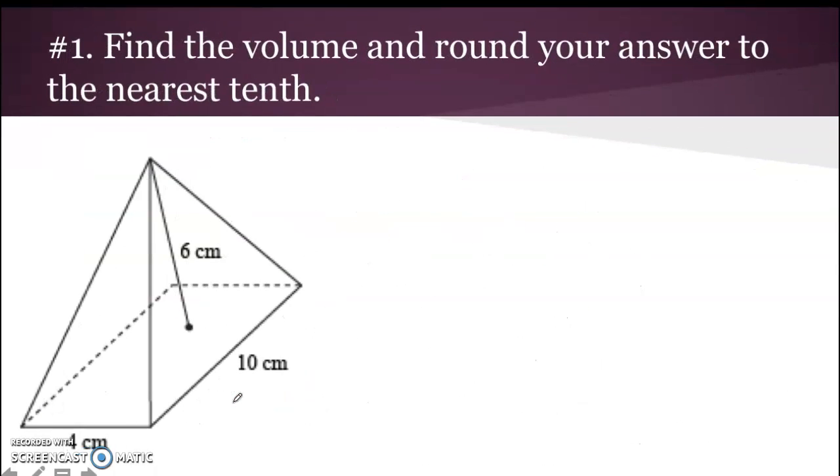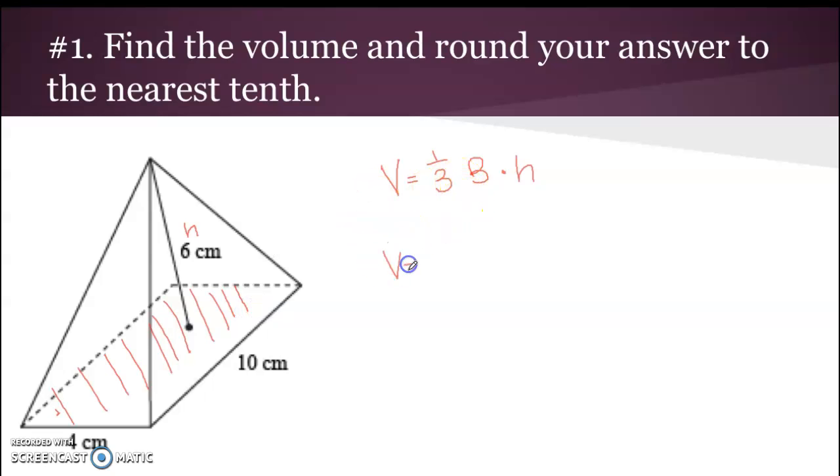Alrighty, first example, it says find a volume and round your answer to the nearest tenth. So again, I make these up just so that you can practice your rounding. So volume is equal to 1/3 big B times height. So this is the height of my pyramid, and then this is the base. So that's what I'm looking for. That's a rectangle. So this is actually 1/3 of length times width times height, right? Because I'm replacing that. Let's just substitute our numbers in.